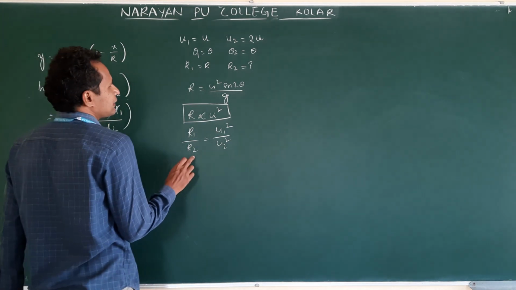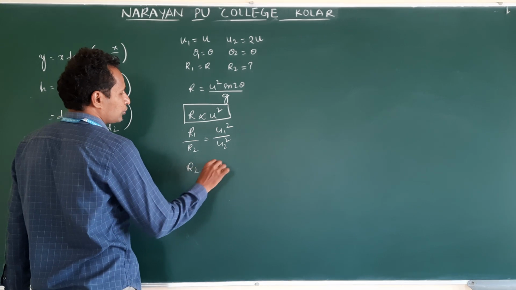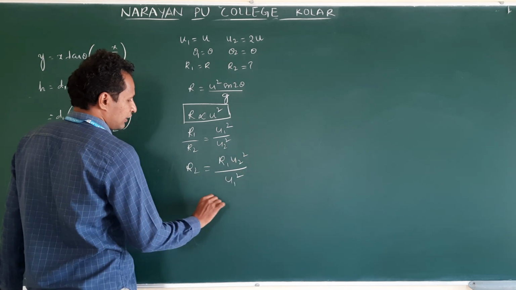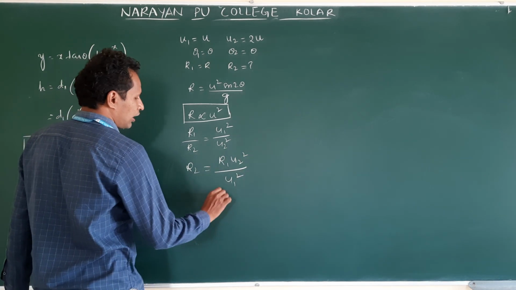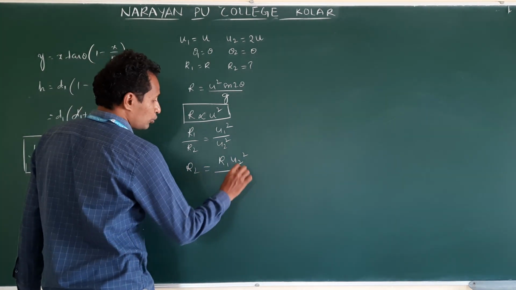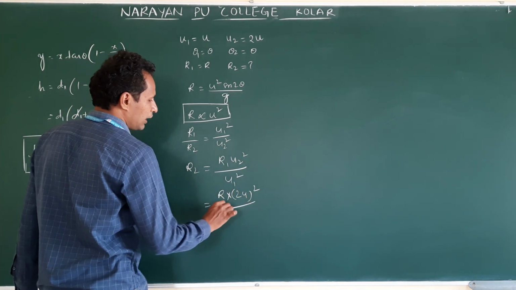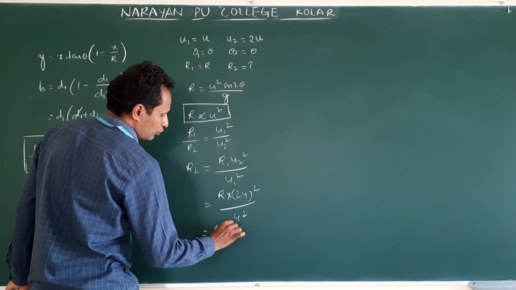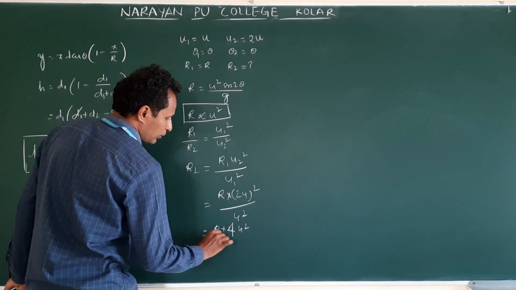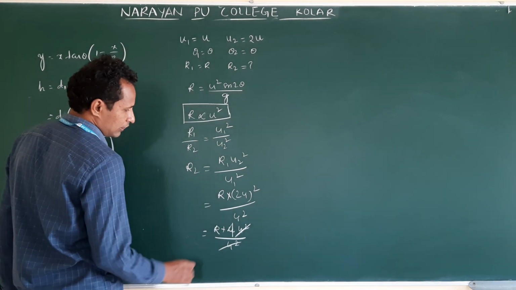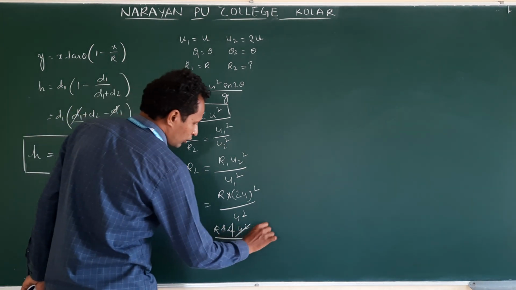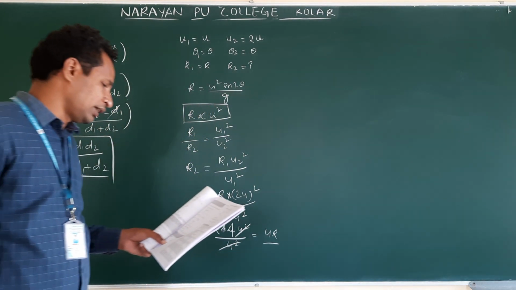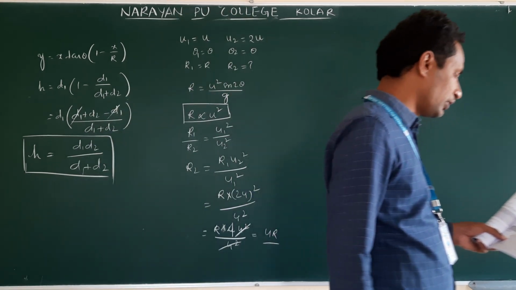Clear? They are asking R2, so make R2 the subject: R2 is R1 times u2 square by u1 square. Then substitute their values. What is R1? R. What is u2 square? 2u whole square, divided by u1, which is u square. So r into 4u square by u square, the squares cancel. So the answer is 4r. Then the second question you can solve.